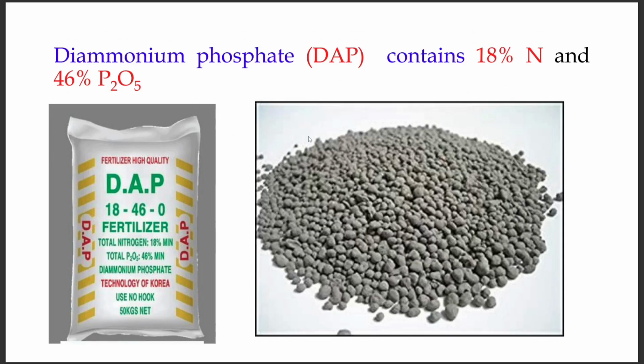Diammonium phosphate can provide two things, that is nitrogen and phosphorus. So this DAP is very important here.